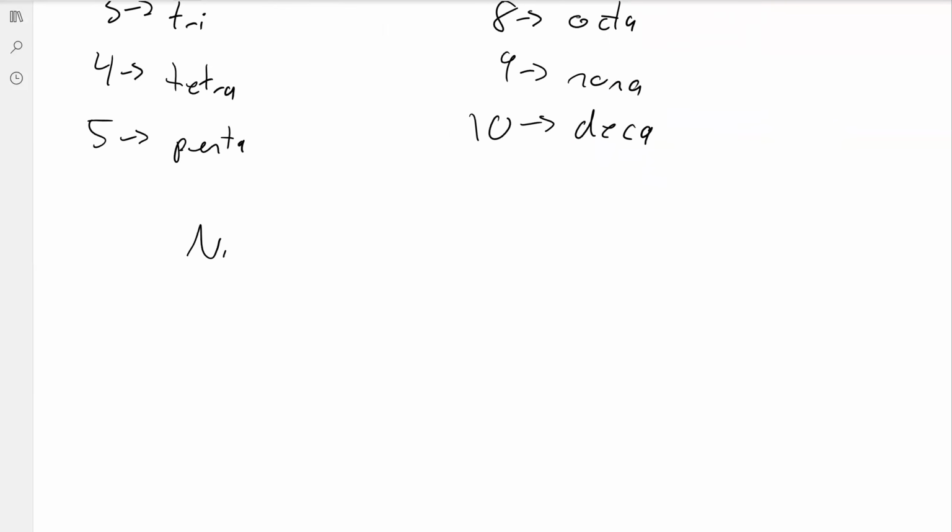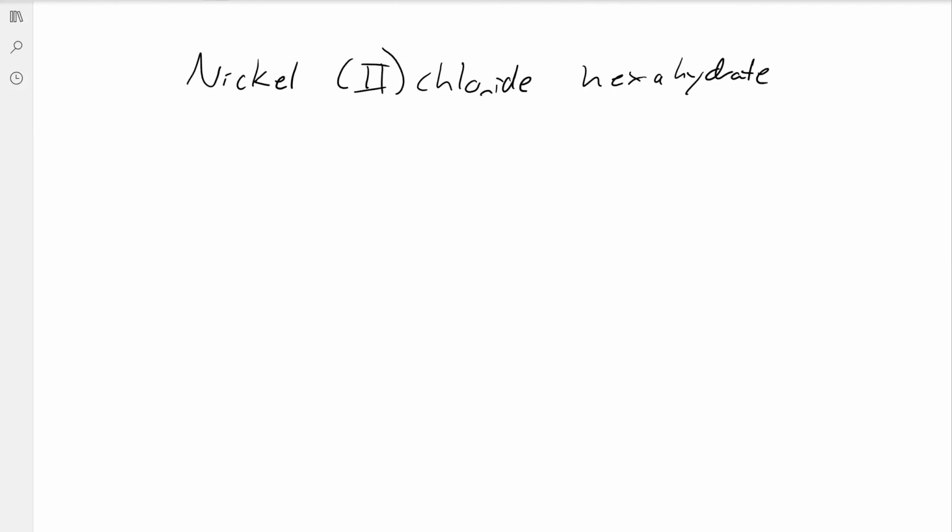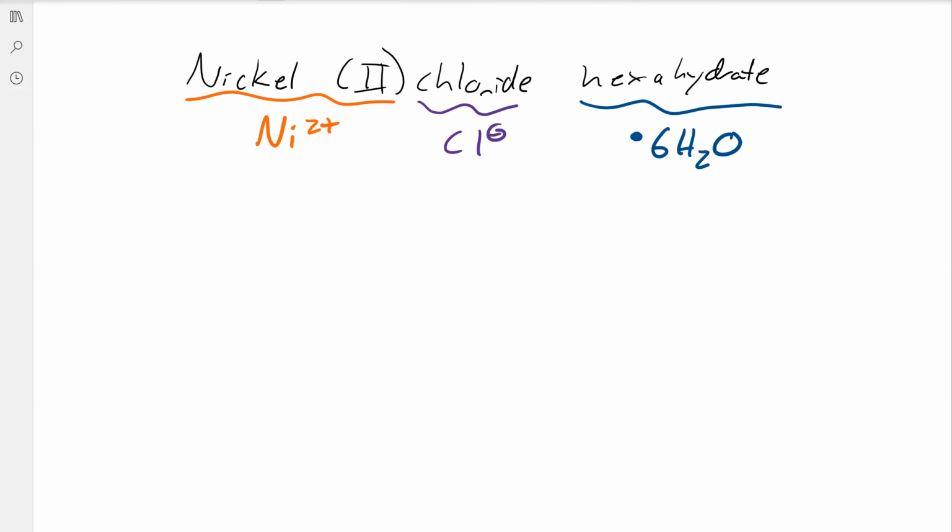So for example, if you had nickel 2 chloride hexahydrate, right? The nomenclature tells you about the molecule, right? The nickel 2 part tells you that you have a nickel 2 plus ion. The chloride tells you that you have some Cl minuses, and the hexahydrate tells you that you have this kind of fat dot that we use to indicate a hydrate, and 6 water molecules.